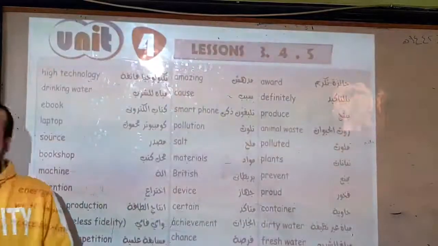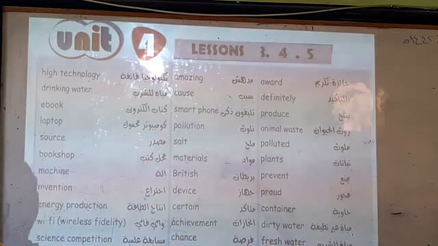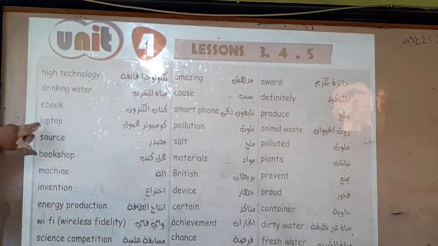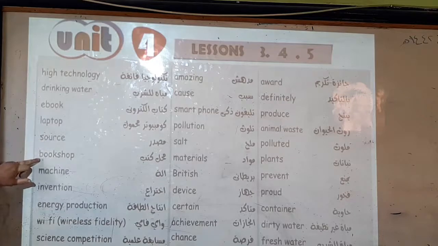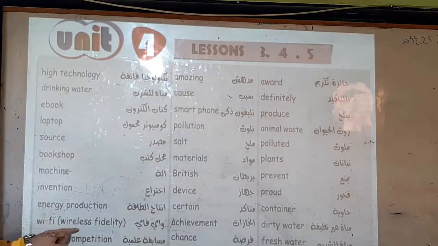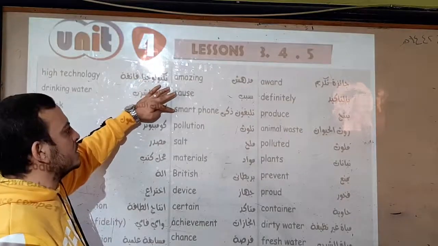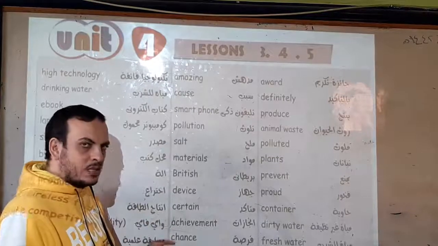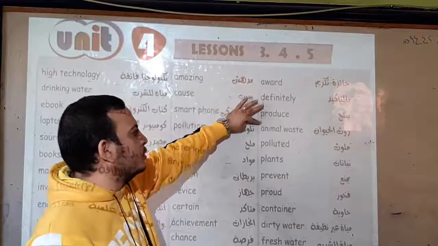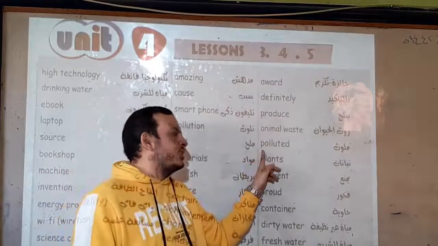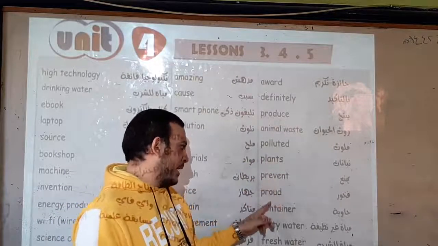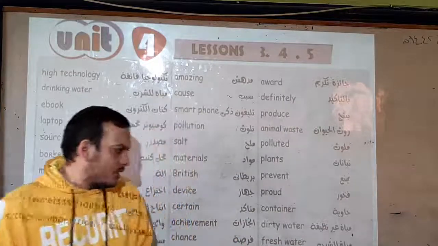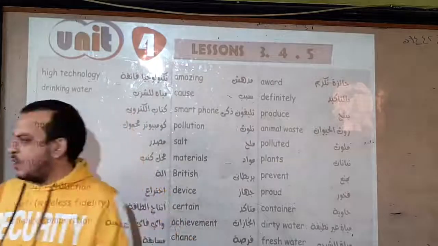Okay? Now next, lesson 3, 4, and 5. The most important vocabulary in these lessons: technology, drinking water, e-book, electronics, and email، E for electronic. Laptop, source, bookshop, machine, invention, energy production, Wi-Fi, wireless fidelity, science, competition, amazing, cause, smartphone, pollution, salt, materials, British, device, certain, achievements, chance, possible, opportunity, remove, award, definitely, produce, animal waste, polluted ملوث, plants, prevent يمنع, proud, container وعاء أو حاوية كبيرة, dirty water المياه اللي مش نظيفه, and rewarding يعني مجزيه.